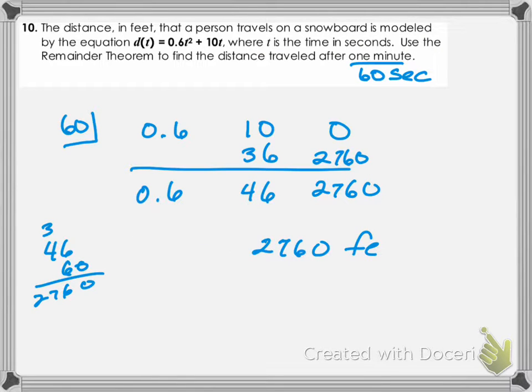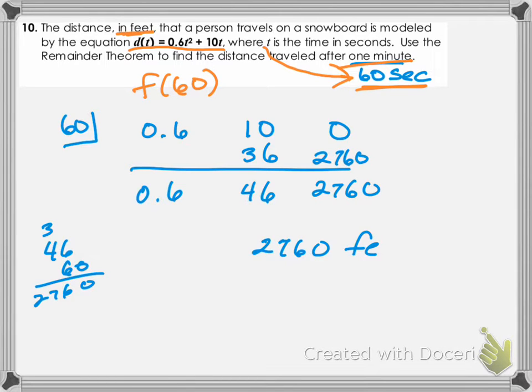And then the next one. Okay, so this is a function for how far someone travels in how many feet. Notice they give you units. That a person travels on a snowboard per second, where t is in seconds. And it wants to know how many feet did they go after 1 minute. Well, 1 minute, we can't use 1. Since time was in seconds, we have to change that to 60 seconds. So really, we're looking for f of 60.